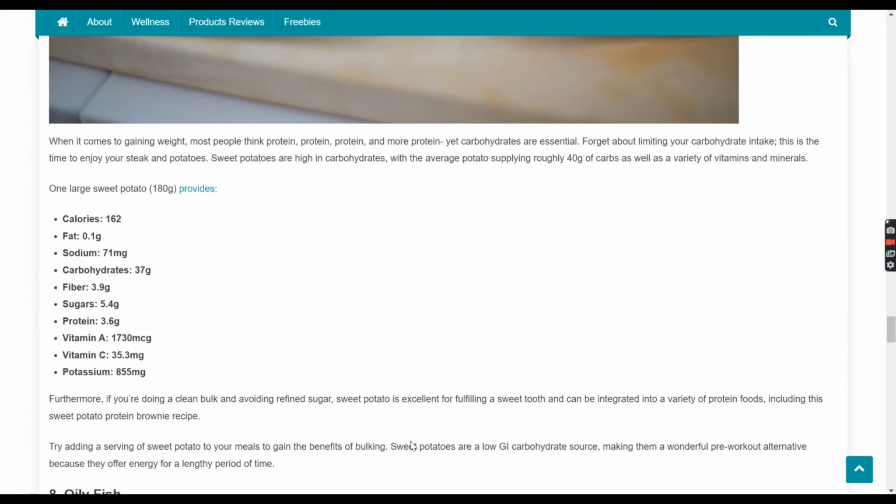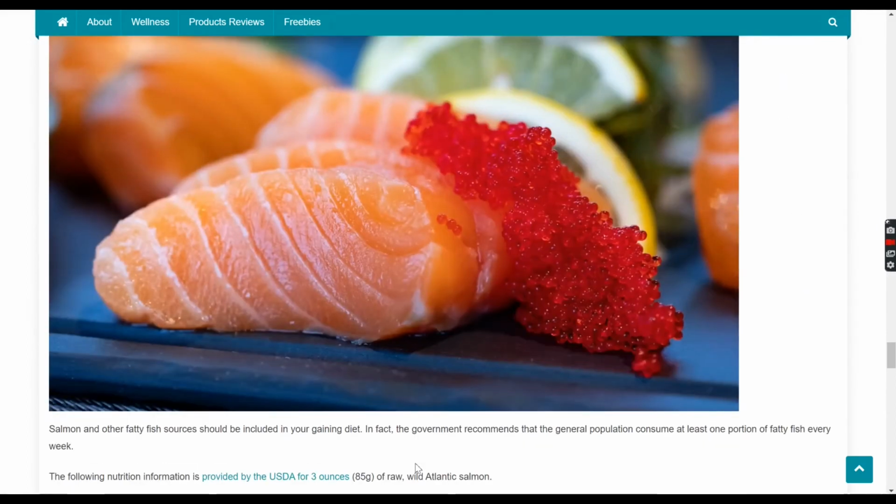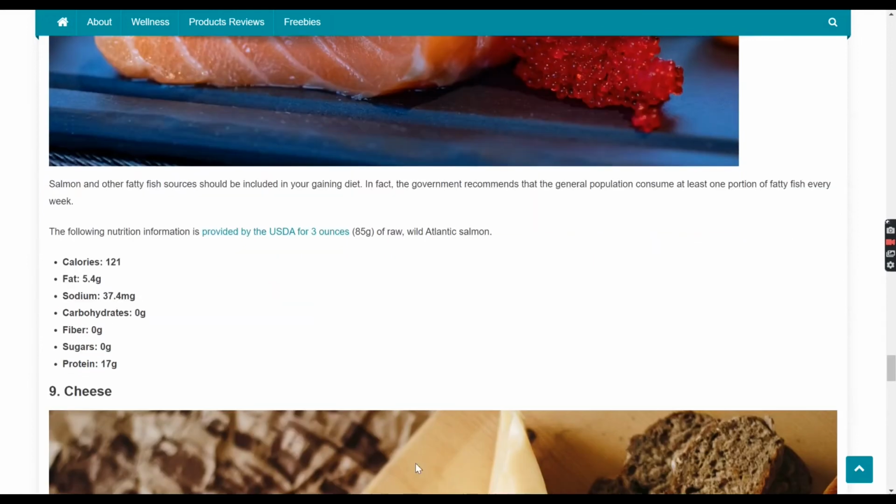Furthermore, if you're doing a clean bulk and avoiding refined sugar, sweet potato is excellent for fulfilling a sweet tooth and can be integrated into a variety of protein foods, including the sweet potato protein brownie recipe. Try adding a serving of sweet potato to your meals. To gain the benefits of bulking, sweet potatoes are a low GI carbohydrate source, making them a wonderful pre-workout alternative because they offer energy for a lengthy period.